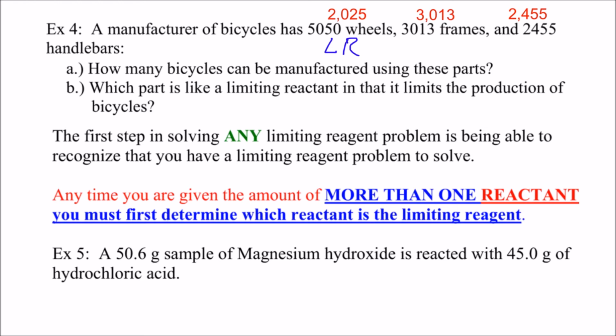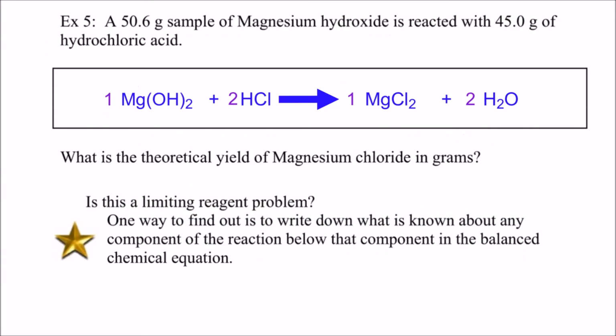Okay, so let's do a practice problem here. A 50.6 gram sample of magnesium hydroxide is reacted with 45 grams of hydrochloric acid. First off, we need to write out our reaction, and then we need to balance it. So let's do that. Here we have our balanced chemical equation, and now we need to decide if this is a limiting reagent problem. One of the very best ways to find out is to write down what you know about the components of the reaction.